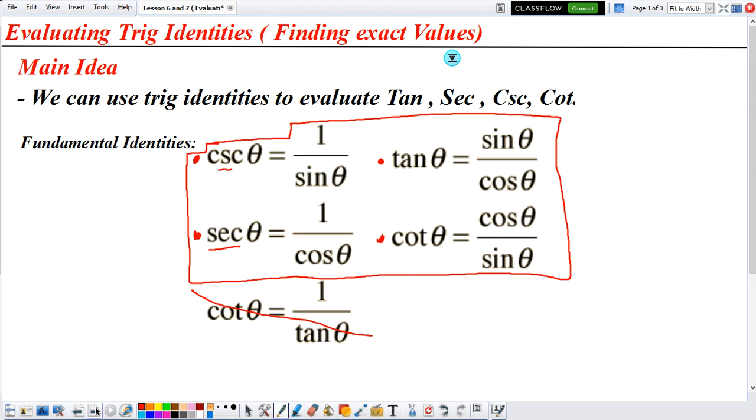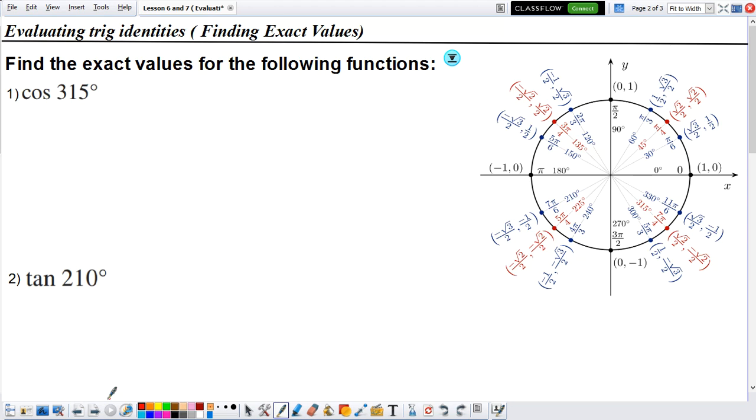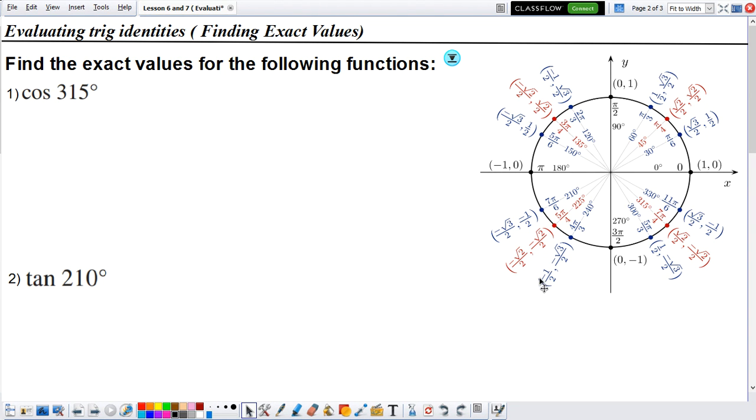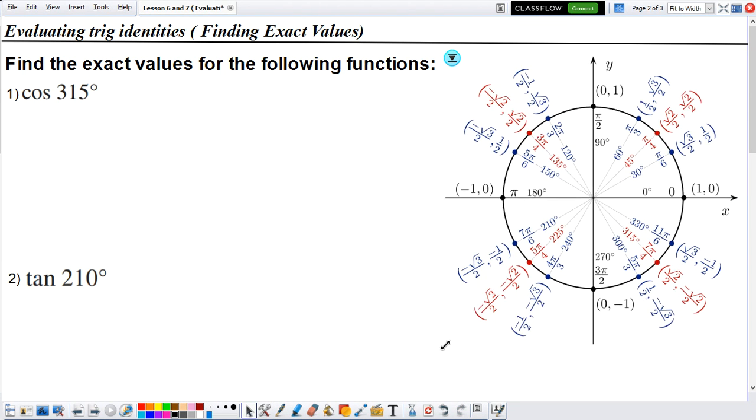Now, why is it important for us to memorize these identities? Because here, they're asking us to find the exact values for the following functions. So let's see. If we want to find the exact values, we need to use our unit circle. That's the only way that we can find exact values of any trig function. So now let's just recap.